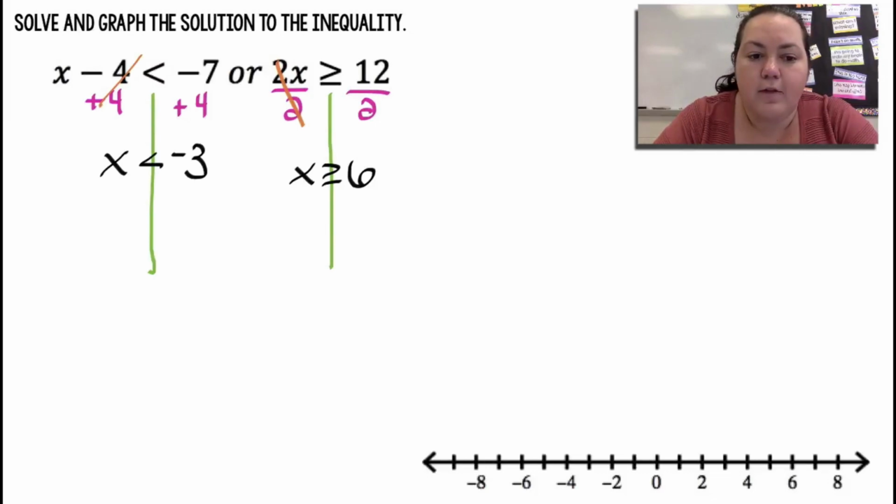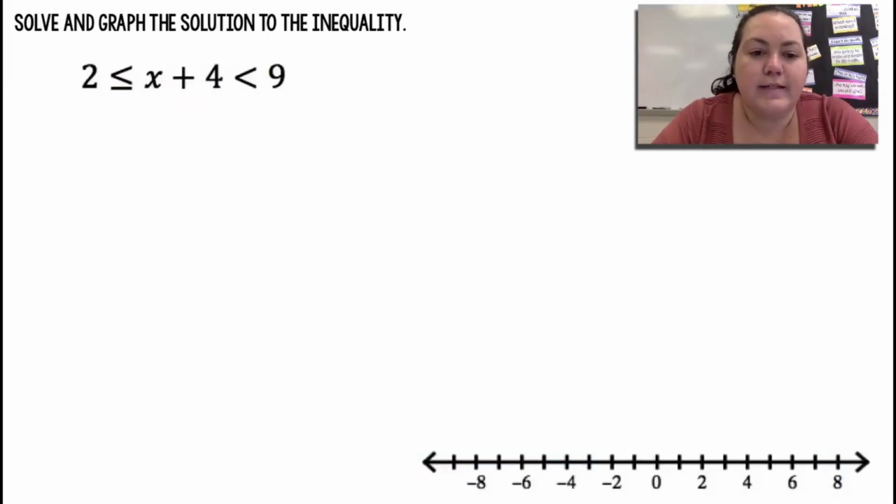So now I'm going to graph this. I'm going to go to -3 and put an open circle, and shade to the left, everything less than -3. And then for the other one, I'm going to go to 6 and put a filled in circle because it has the equal to part under the inequality sign. And it's everything greater than or equal, so I'm going to shade to the right.